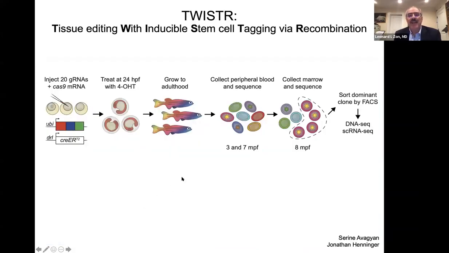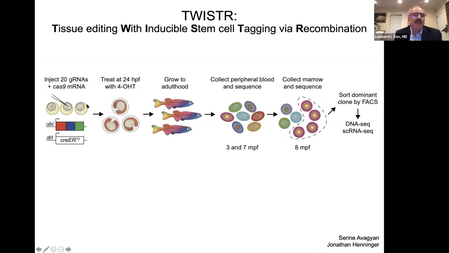So we invented this technique called Twister. I hope everybody will appreciate the Twister, like the game. But the idea is it's a way of using tissue editing with inducible stem cell tagging via recombination.